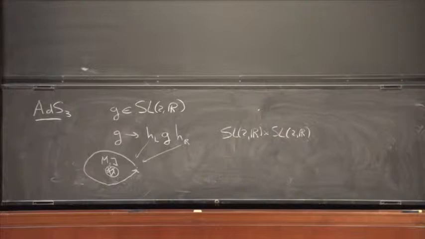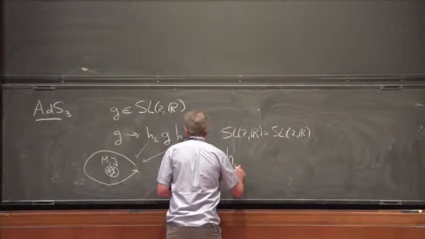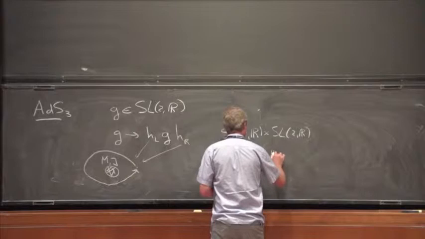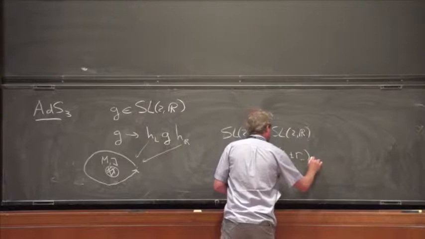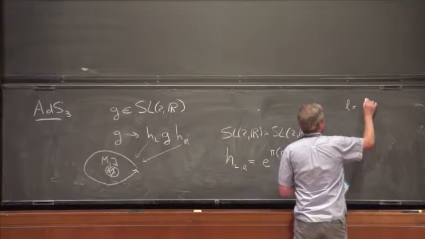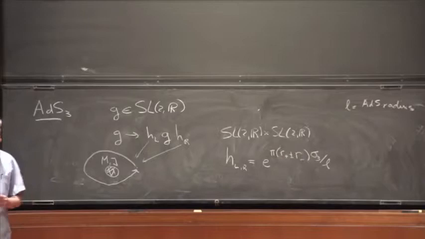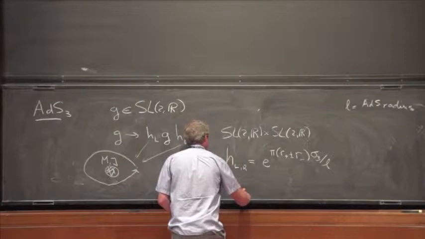So let me briefly write down. If you have an object with mass m and spin j, then h left, right can be written as follows. This is, by the way, for if the mass of the object is big. L is the AdS radius. R plus and minus are actually the location of the black hole horizon, the outer horizon and the inner horizon. But for now, they're just parameters related to the mass and the spin.